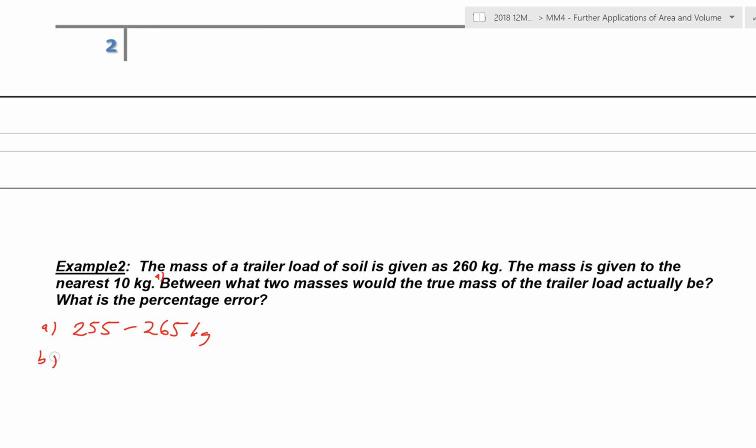And B, the percentage error, is plus or minus 5 kilograms divided by our measurement of 260, and I multiply that by 100%, equals plus or minus, I think that's 1.9%. There you go, that's absolute error, which is plus or minus half of the smallest measurement. And percentage error, which is your absolute error divided by the measurement multiplied by 100%. Good one. Okay, see you in class.